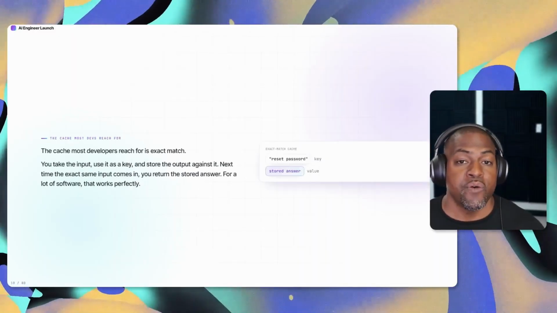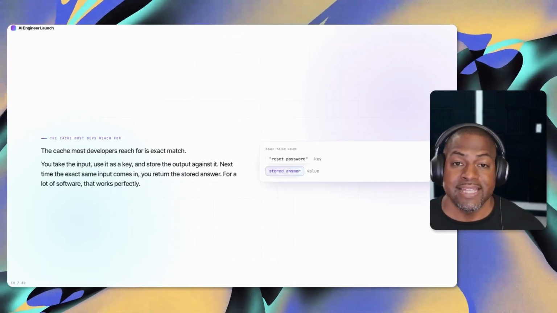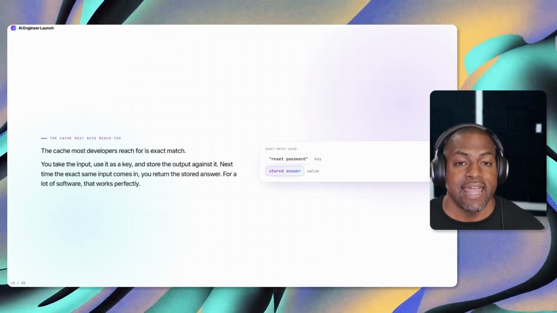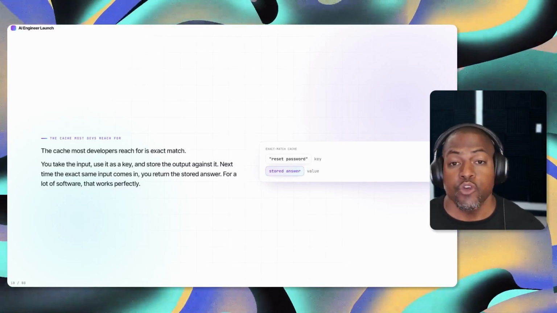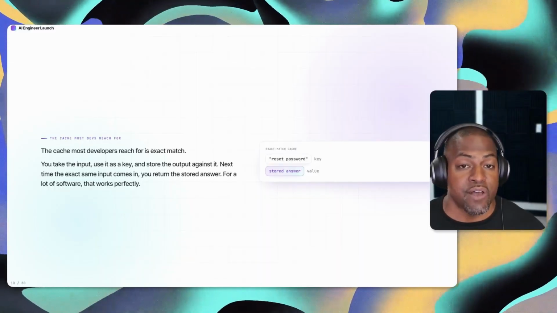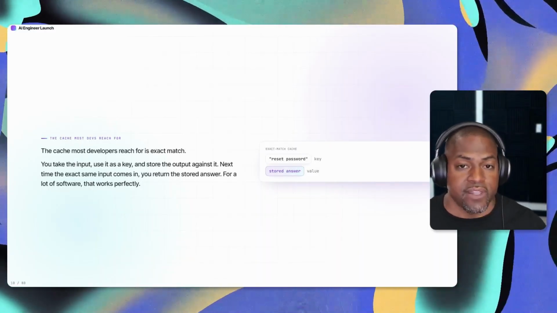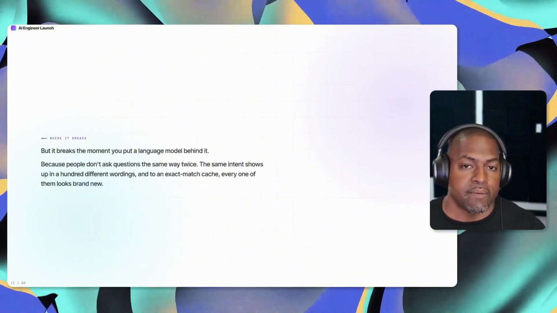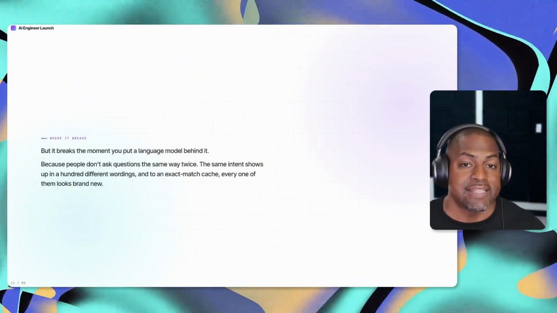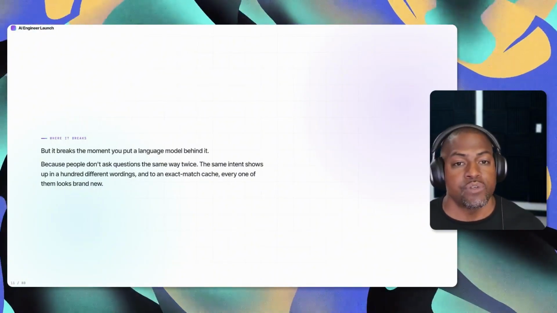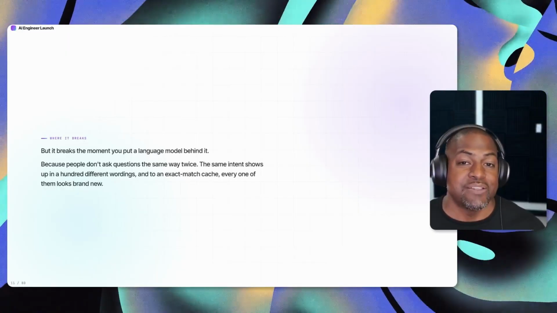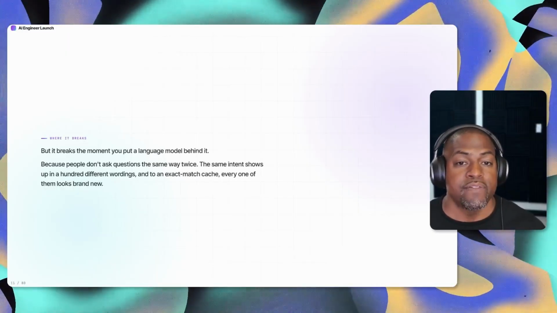The cache most developers reach for is exact match. You take the input, use it as a key, and store the output against it. Next time the exact same input comes in, you return the stored answer. For a lot of software, that works perfectly. But it breaks the moment you put a language model behind it, because people don't ask questions the same way twice. The same intent shows up in 100 different wordings. And to an exact match cache, every one of them looks brand new.